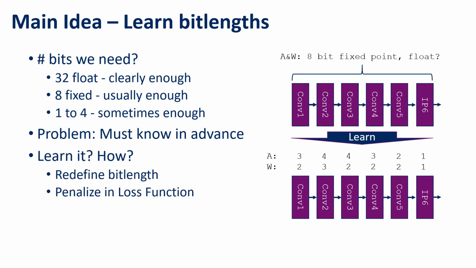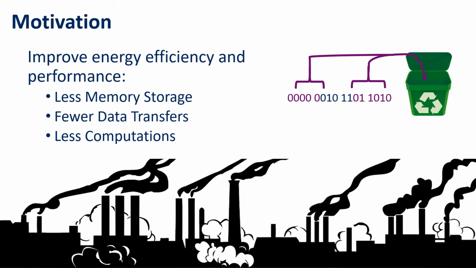We propose that the number of bits can be learned during training. To do this, we treat bitlengths just as we treat all our parameters, and use gradient descent to update them during training. We first have to redefine the meaning of bitlengths to make them differentiable, and then penalize them in the loss function. To rephrase the problem, smaller bitlengths have a profound effect on energy efficiency and performance.